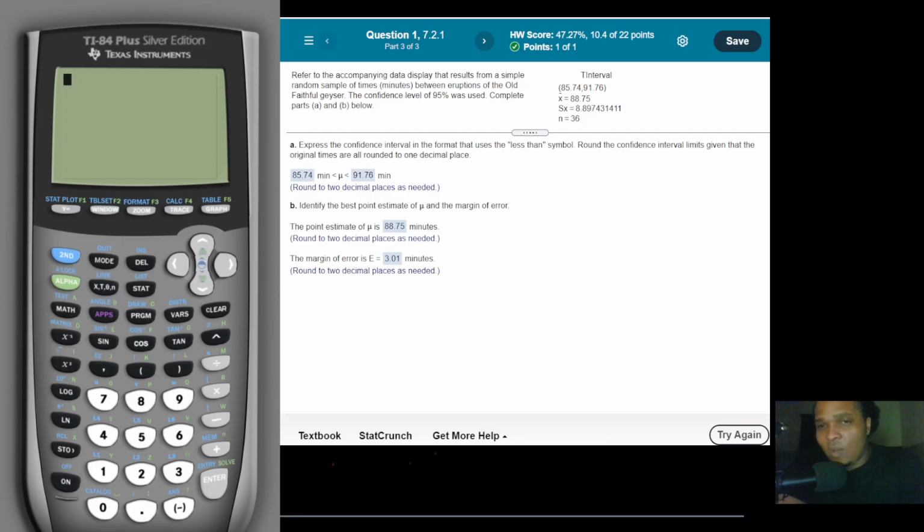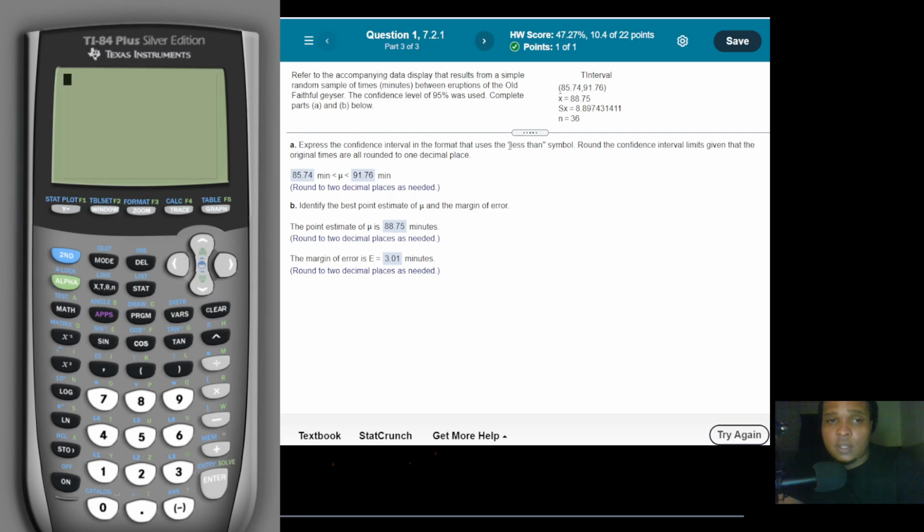All right, so welcome to 7.2's homework, and there's only two sections in this chapter, which is great for everybody. All right, so let's go ahead and take a look. It says express the confidence interval in the format that uses the less than symbol. All right, so they want it to look like this guy here.